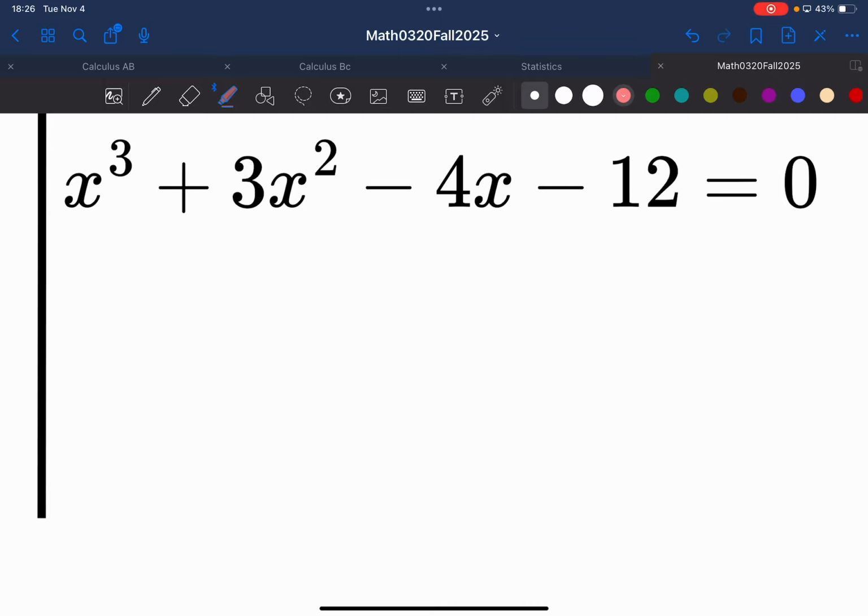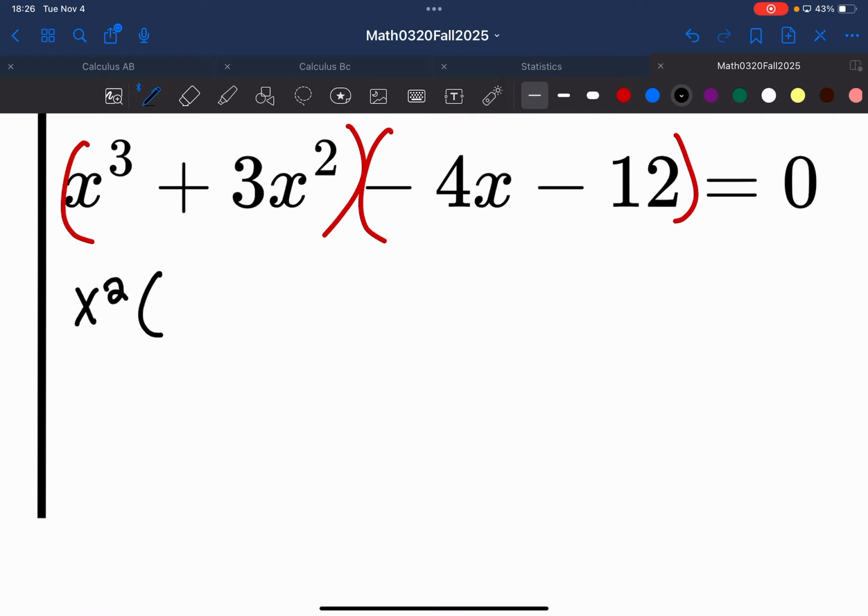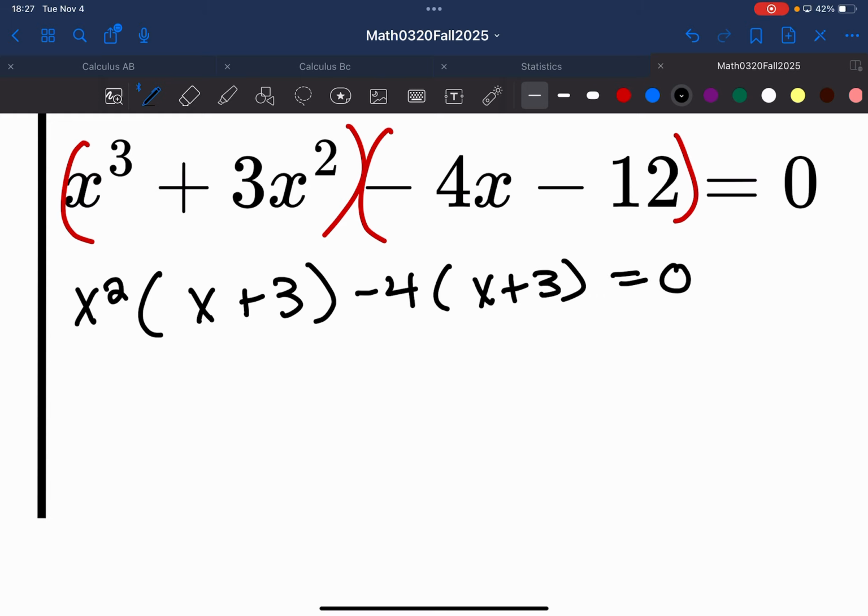Okay, so we have 4 terms here. That tells us we're doing what method? Factor by grouping. So what GCF can we take out of the first one? X squared, and we're left with x plus 3. And what can we take out of the next one? We're left with x plus 3. -4, x plus 3. Which means we have what parentheses? X plus 3 and x squared minus 4. Good, x plus 3 and x squared minus 4 equals 0.